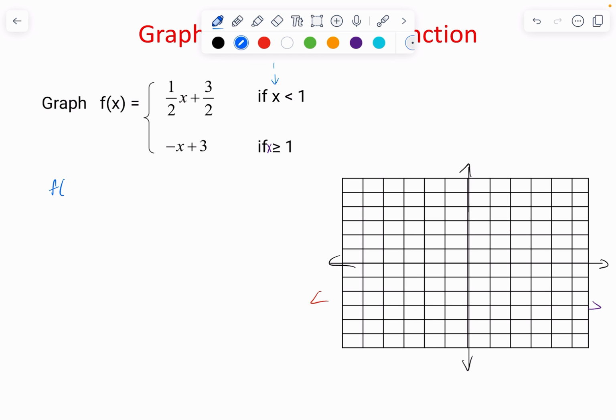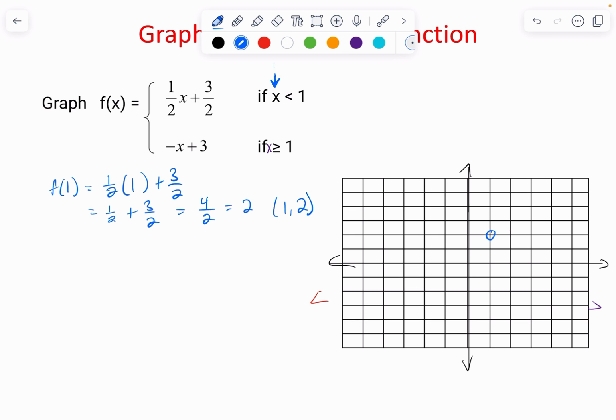So if I evaluate f of 1 into that first piece, we know that'd be 1/2 times 1 plus 3/2. 1/2 times 1 is just 1/2. 1/2 plus 3/2 gives me 4/2. And we know 4 over 2 divides to 2. So that ordered pair I just found is 1, 2. I plugged in 1 for x, I got out 2 for y. But we know that 1 doesn't actually exist on this line because 1 is not less than 1. So we show that again by drawing an open circle on 1, 2.